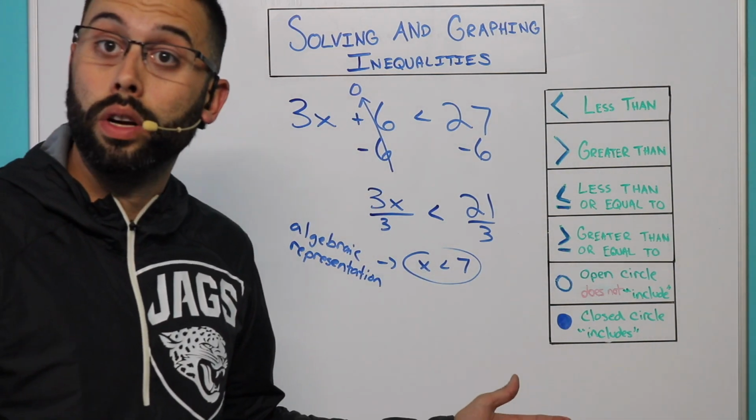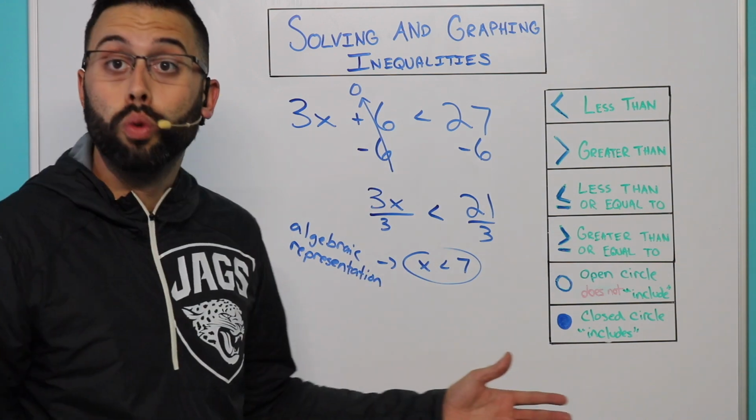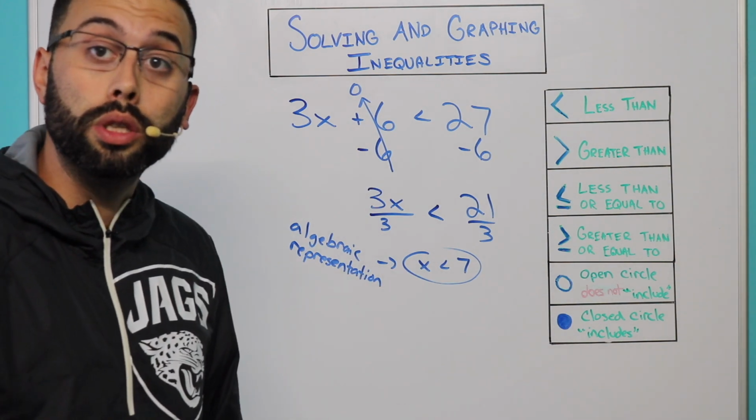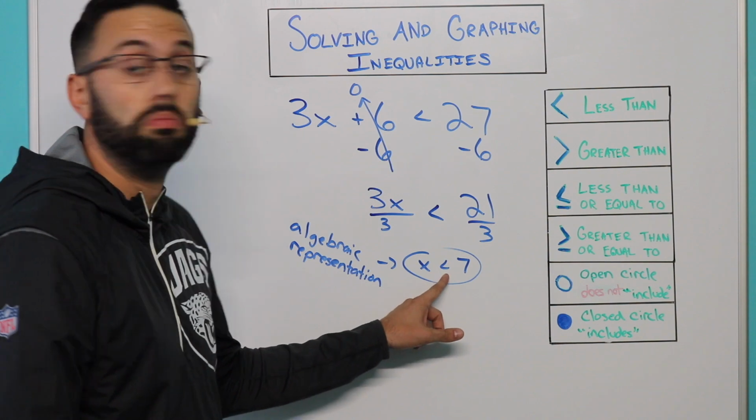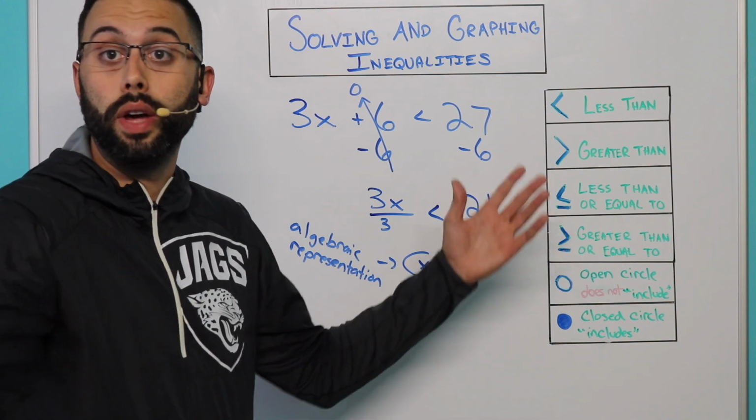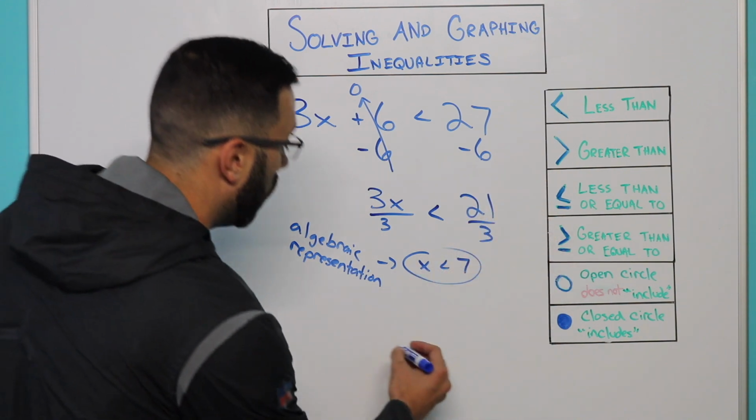I don't know, 0, -1, -2, -1,000,000. Those are all solutions. What's not a solution to this? 8, 9, 10, 1,000,000,000, numbers that don't work for this inequality.